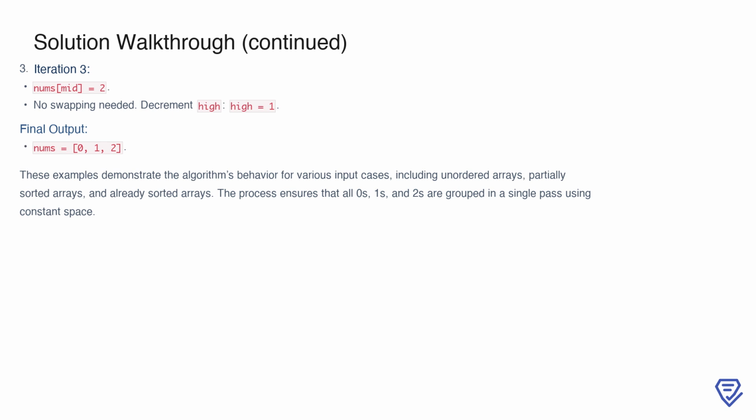1, 2. These examples demonstrate how the algorithm handles different types of input arrays, whether they're unordered, partially sorted, or already sorted. By maintaining 3 pointers and making swaps only when necessary, the algorithm efficiently sorts the array in a single pass using constant space.